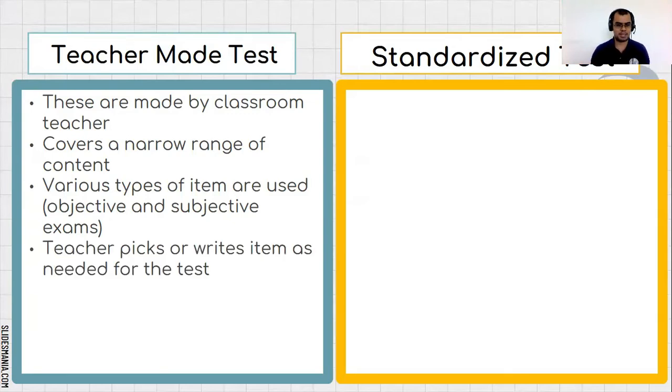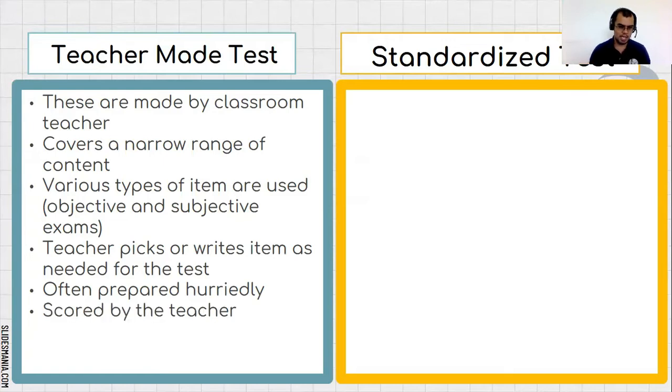Teacher picks or writes items as needed for the test. And some of these are prepared hurriedly. So the teacher will finalize the exam before the class begins. And this will be scored by the teacher, especially if this is a subjective test.